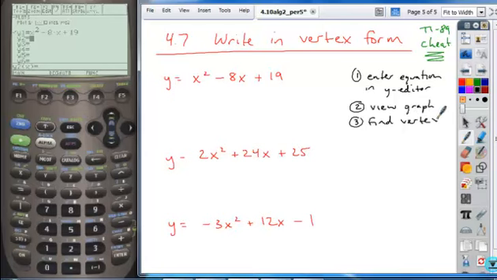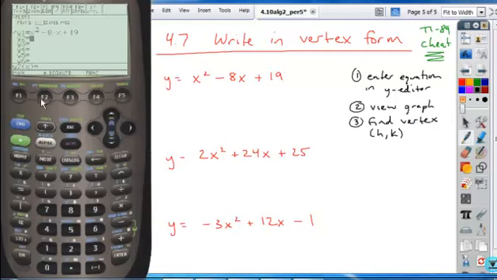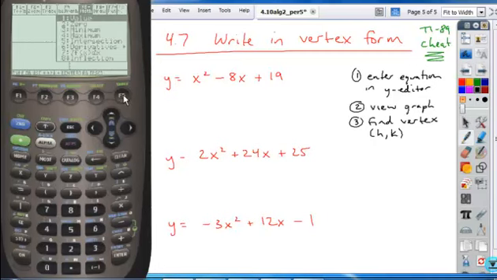Okay, so if you can find the vertex, which is (h, k), let me make sure my window settings are good. All right, so we go to our graphing window. So here's our equation. We can see exactly where the vertex is located. If we want to find what those coordinates are, it's a minimum. So we hit F5, that math tab, and choose minimum.